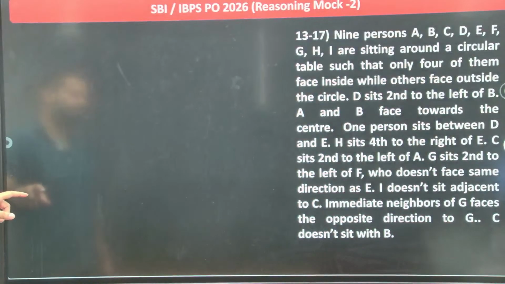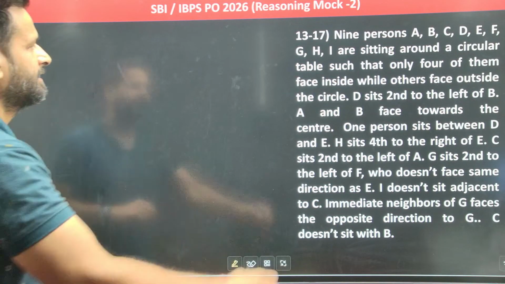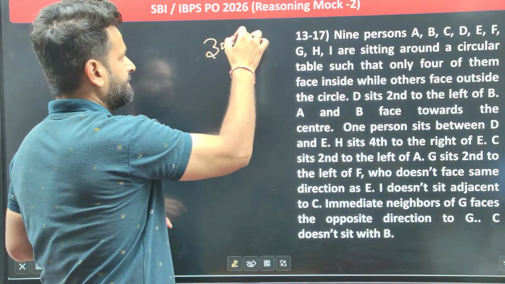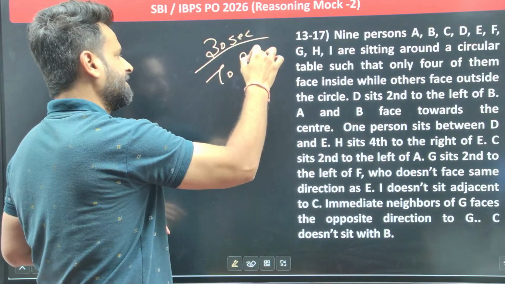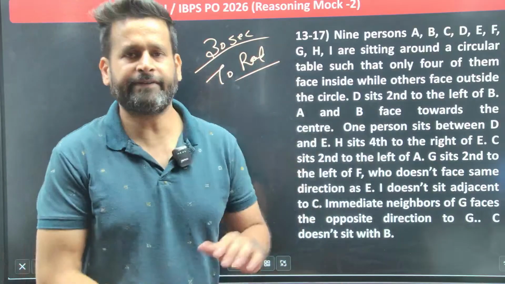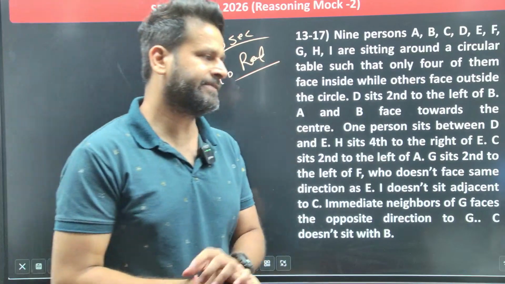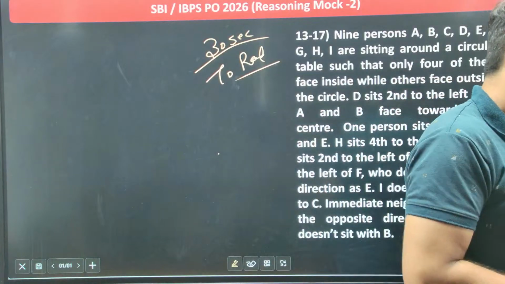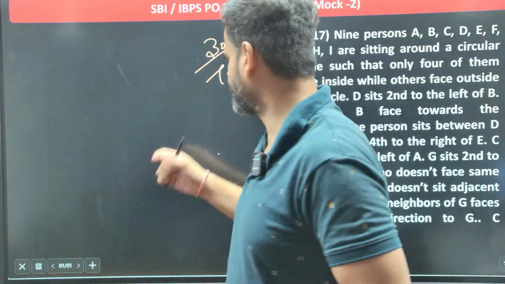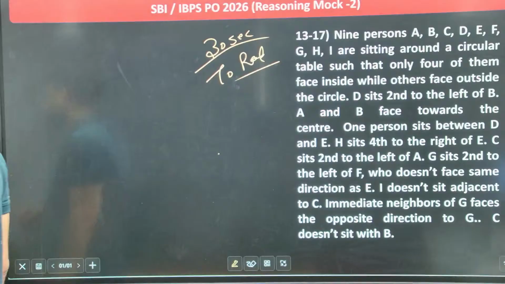Next. First, sitting arrangement. Yesterday we solved floor based questions and I think one set of floor and flat based questions. First take 30 seconds to read this. Today we are going to solve a few questions from circular sitting arrangement. Two sets, 10 questions from sitting arrangement.